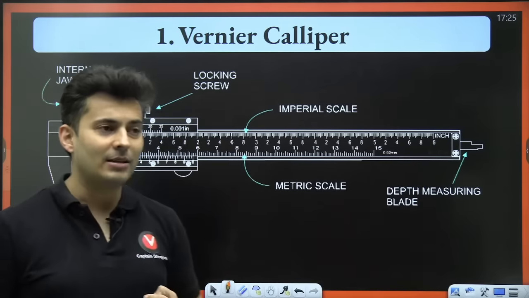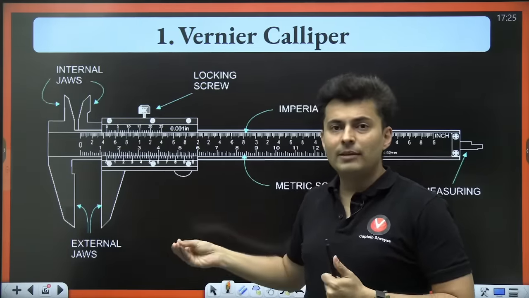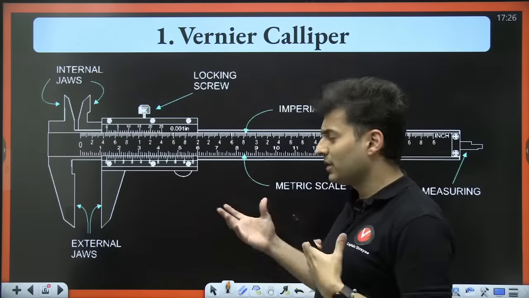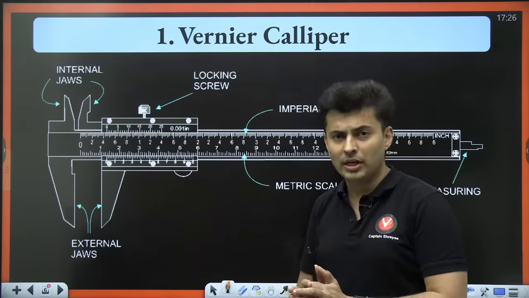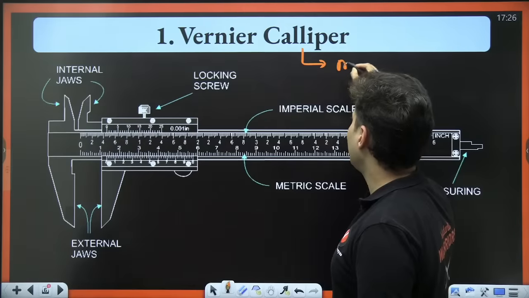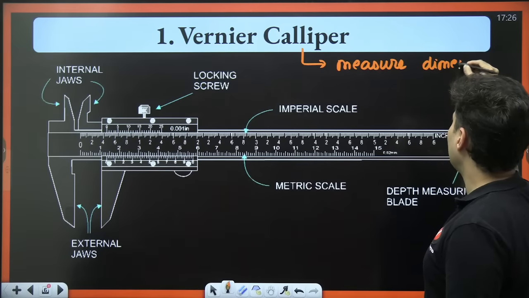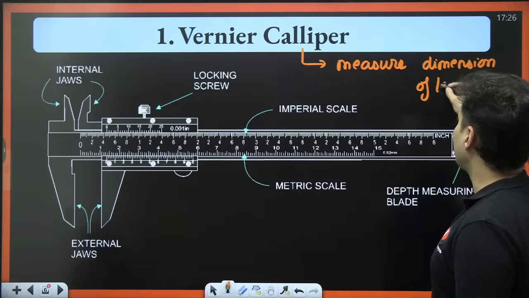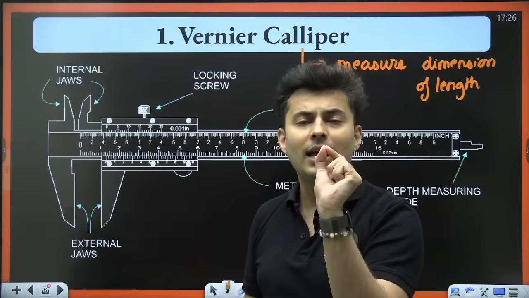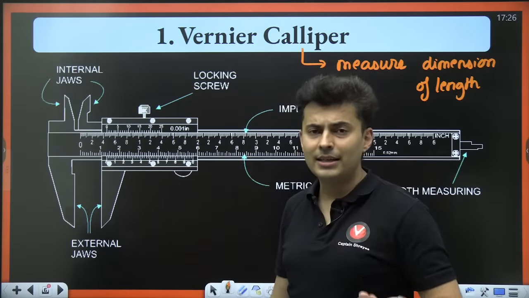Now, the first experiment is vernier caliper. In this particular experiment, generally you will be given certain values regarding the main scale reading and vernier scale reading, and then you will be asked to find out the least count, the diameter, the thickness, those kinds of things. What is the job of a vernier caliper? The job of a vernier caliper is to measure the dimension of length. For example, to measure the thickness of a book, the thickness of a sheet, the diameter of a wire, the thickness of some nail. Those are the applications of vernier caliper.